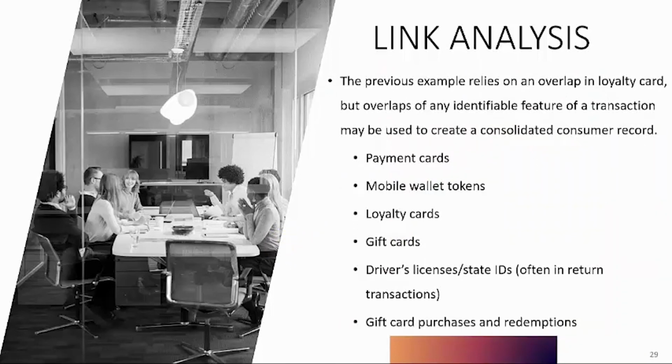So this example relied on some overlaps in loyalty card, but overlaps of really any identifiable feature in a transaction can be used to create this consolidated consumer record. That can include things like your payment cards, your mobile wallet tokens, loyalty, even gift cards, different types of identifications. We do see these a lot in returns: driver's licenses, state IDs, gift card purchases and redemptions, anything that can be used to identify a consumer within the context of a transaction.